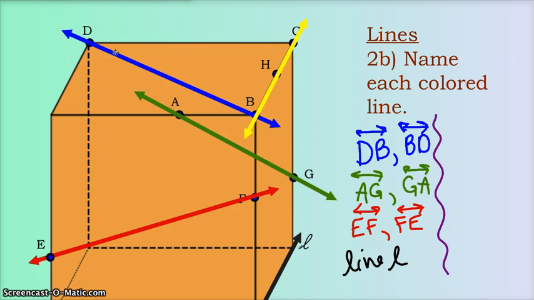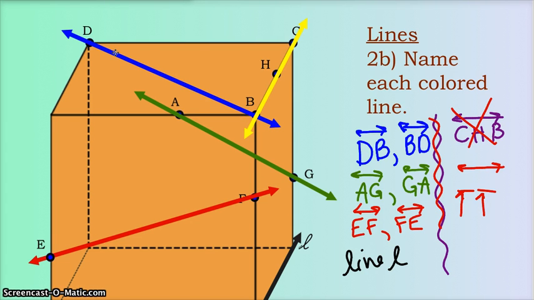When naming this yellow line, students always want to call it CHB or any combination thereof. However, when dealing with lines, look at the patterns that you have set for yourself in all of these. You have 1 capital letter, 2 capital letters. Those capital letters show where the line is traveling. This particular line is going from B out to C, infinitely in both directions.